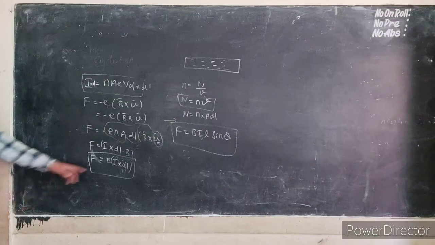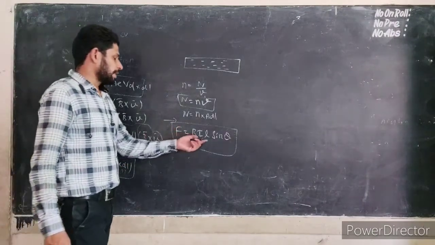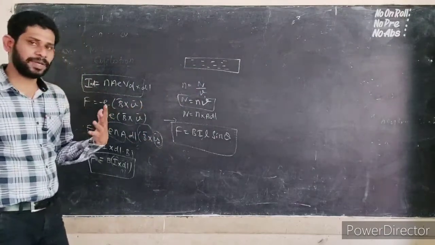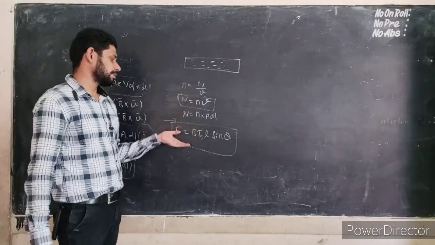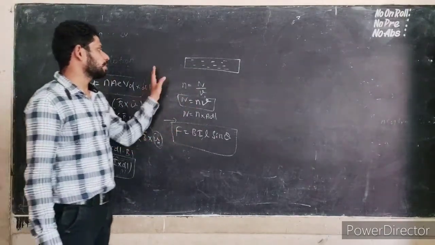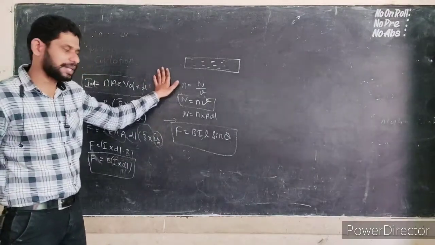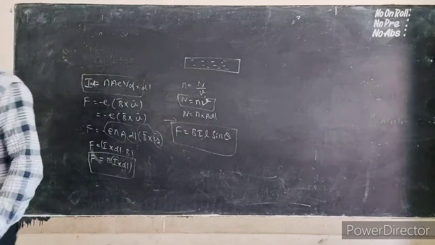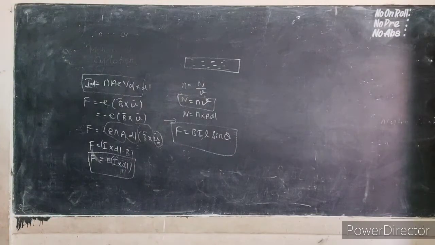Now listen, because of the cross product, whenever theta equals 90 degrees, the force experienced by the current carrying conductor is maximum. When it is parallel to the field, when theta equals 0 degrees, the force experienced by the current carrying conductor will be 0. So F will be equal to B I L sin theta.